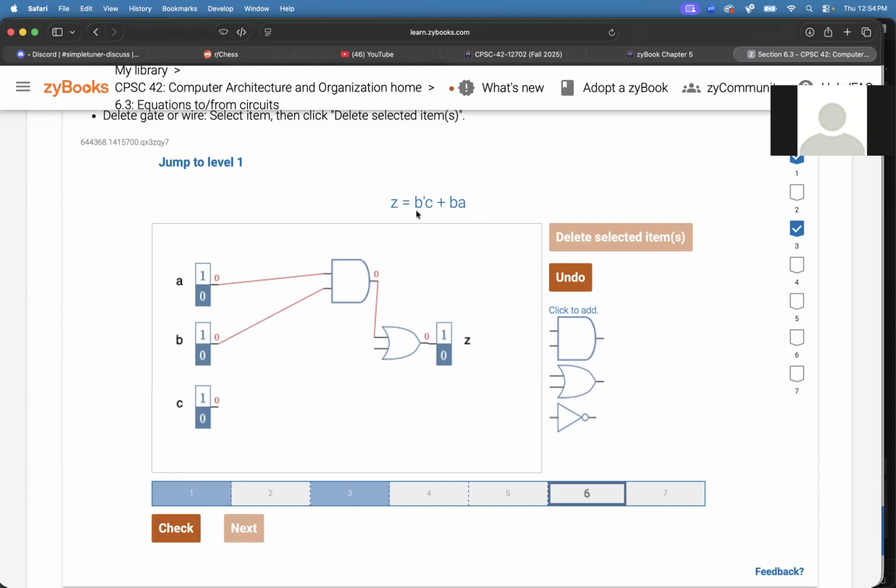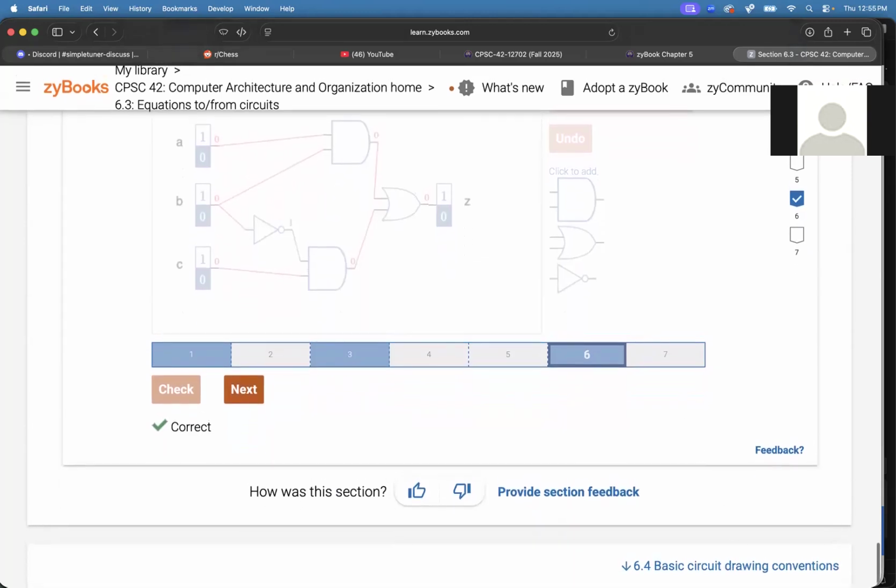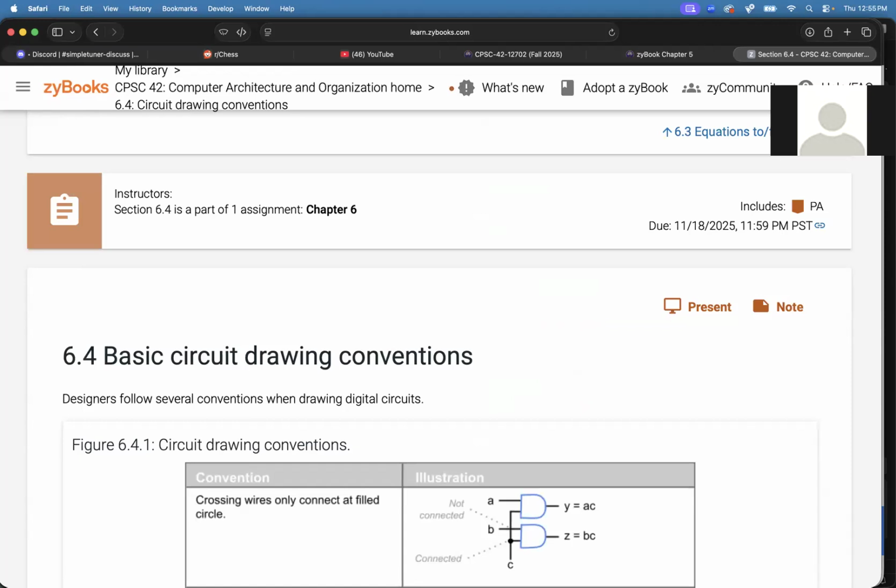Now we need to do not B and C. So we need another AND. The C is easy. What we need to figure out is how to get the not B, right? So we need a NOT, first of all. And then we need to get the B to that. So I guess like this. Okay, that works. So B not, there we go. Yeah, it seems fine. All right, that's not so bad. Let's go 6.4.